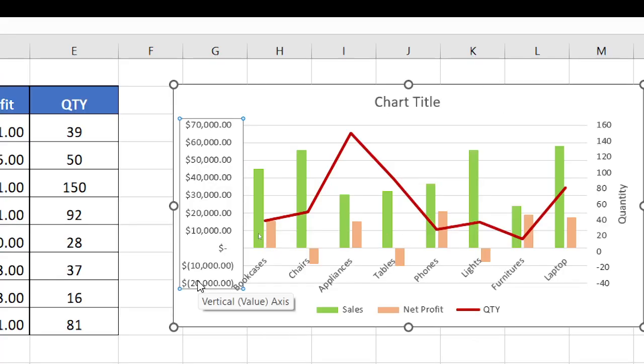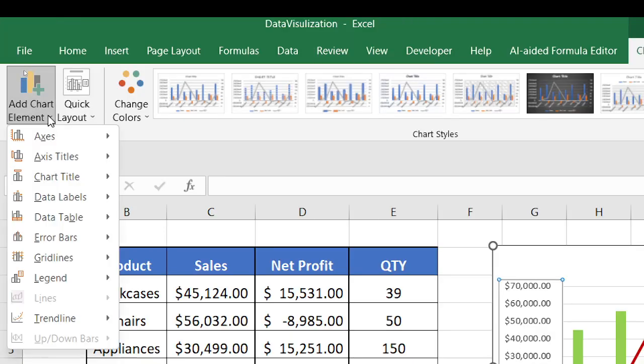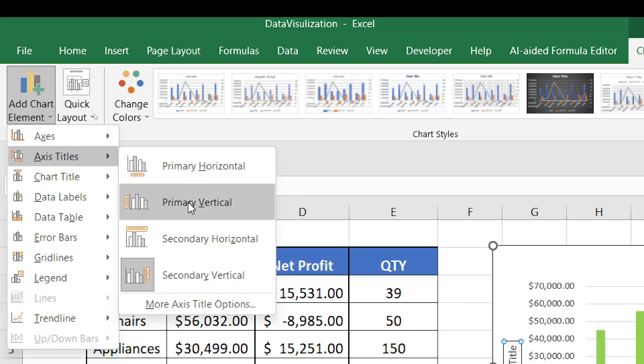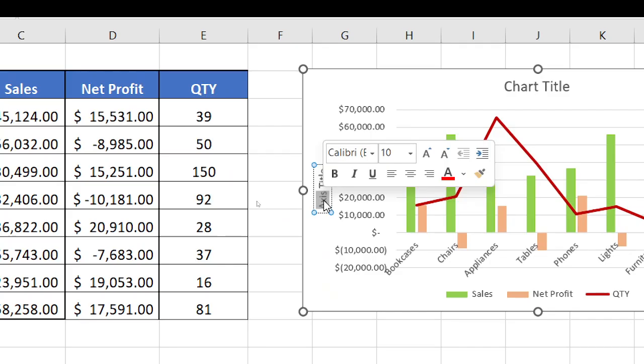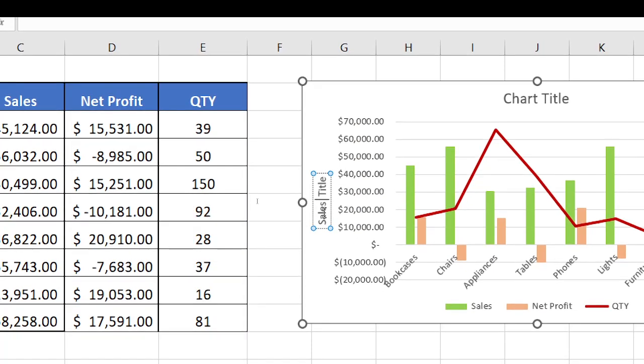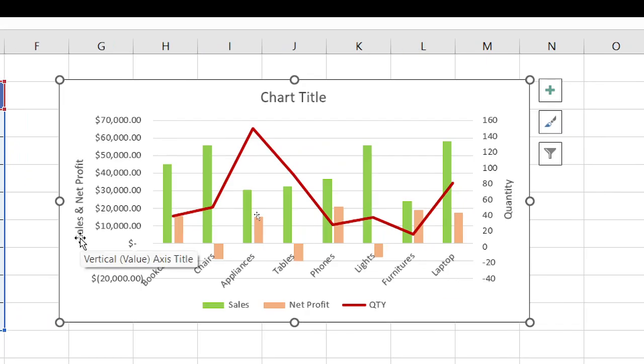We can use a similar axis title for this axis as well. For that, go to chart design again, add chart elements, axis title for primary and let it be vertical. And here we can mention sales and net profit. Now we understand this side is sales and net profit and this side is quantity.